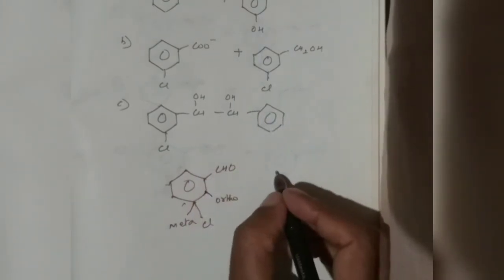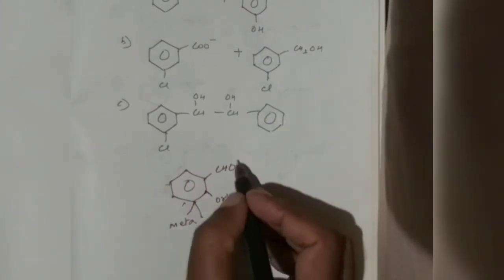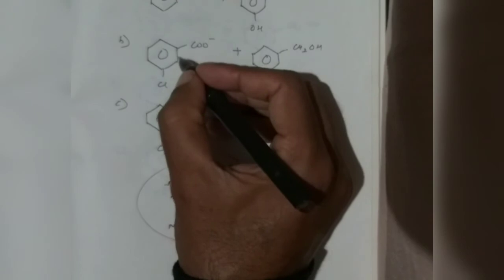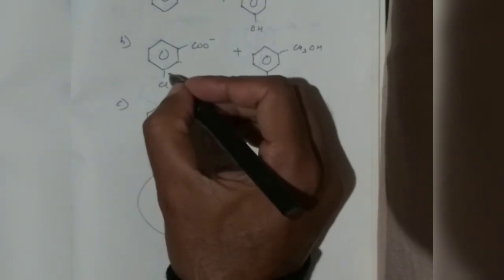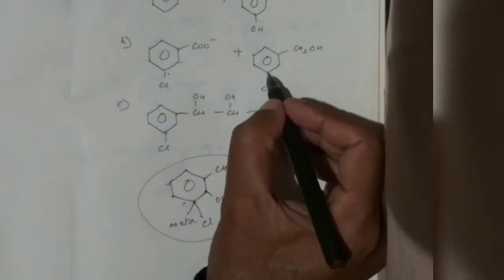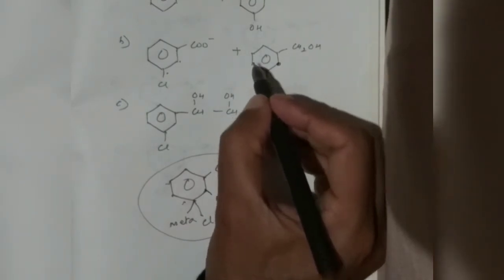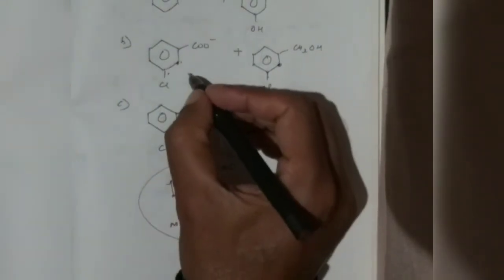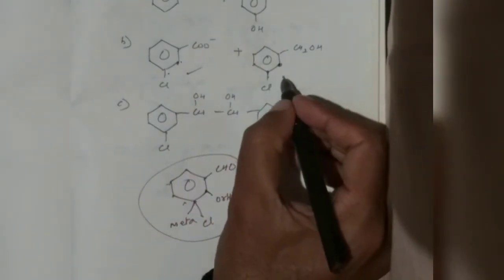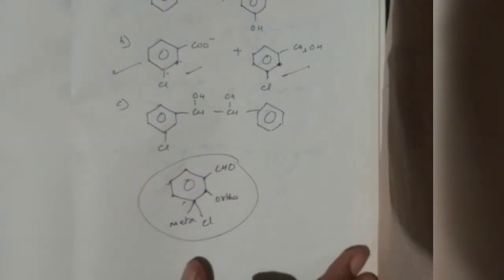So by default, we know that in the Cannizzaro reaction, one will be the acid, second will be the alcohol. No changes in this chlorine part. So here ortho, meta. Here also ortho, meta. The immediate position will be ortho, next will be meta, and this will be para. So here also ortho, meta. So probably this one should be the answer. Option will be B.